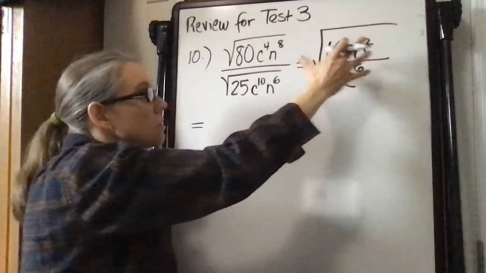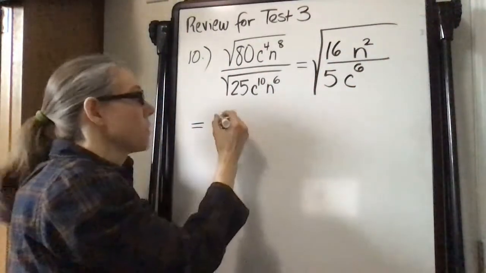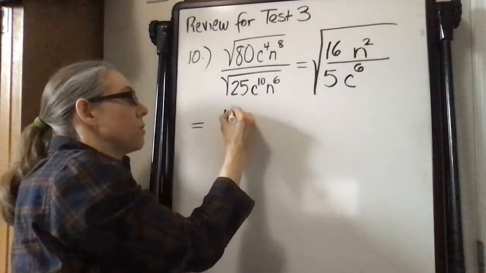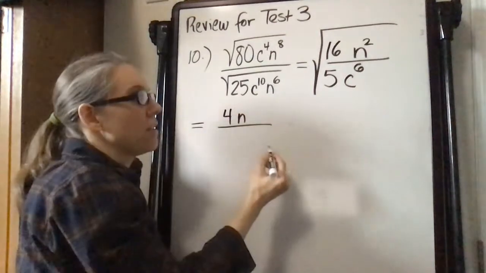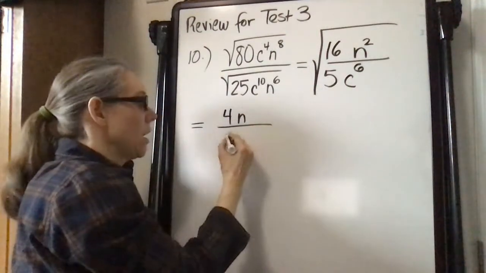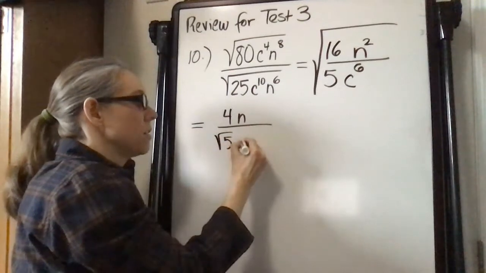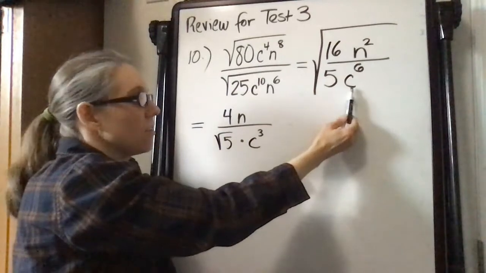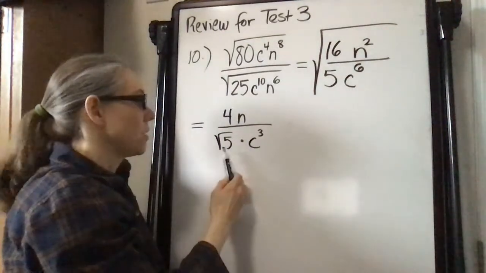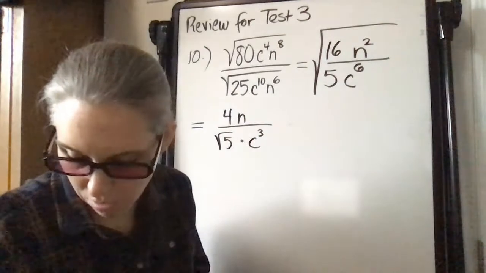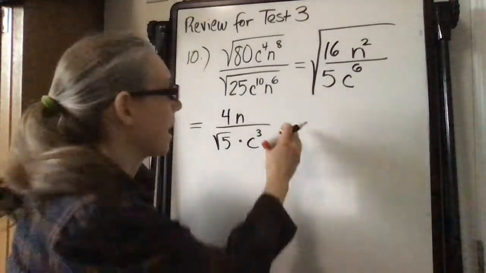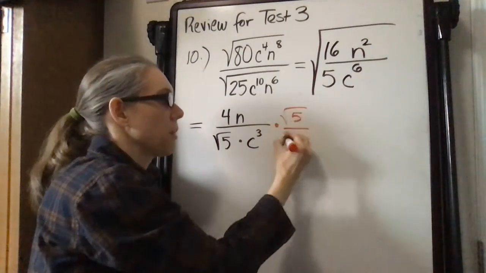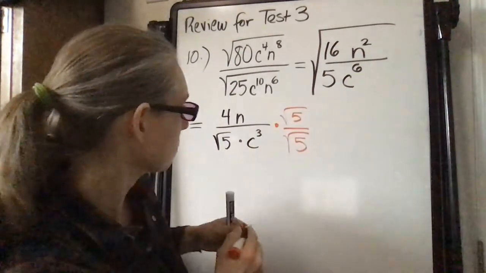So if you reduce first and then simplify, the numerator, the square root of 16n squared, is 4n. And the denominator, you have a square root of 5 times c cubed, right? So 16n squared and c to the 6th were all perfect squares. Square root of 5 is the only number or variable that's not a perfect square. So we need to rationalize the denominator, multiply by root 5 over root 5.